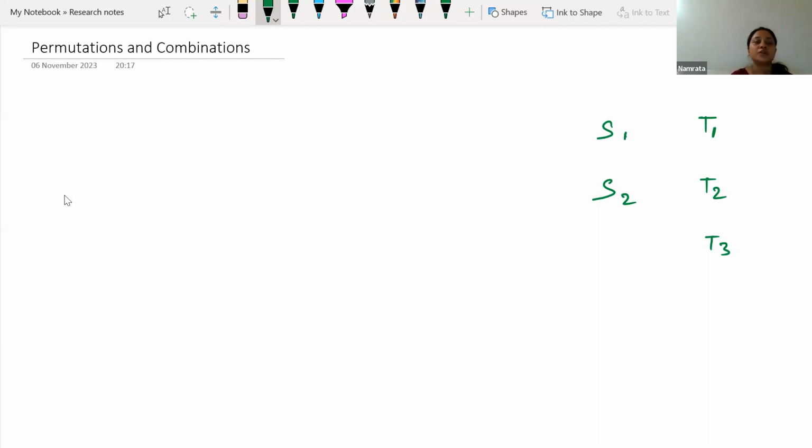Permutations means arrangement. Basically this word means arrangement. Like out of five, if we have to arrange two at a time, suppose we are having A, B, C, D, E, five alphabets, and we have to make a code consisting of two alphabets only. So what are we doing? We will be doing the arrangement over here.